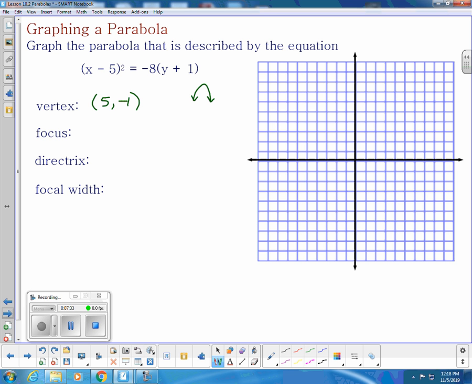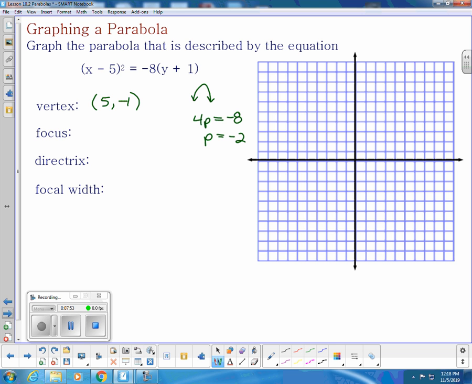You also need to figure out how big the p-value is. So remember, 4p equals what? Negative 8. I don't really care if you figure out the p is positive or negative. It's a distance. So your p distance is 2.